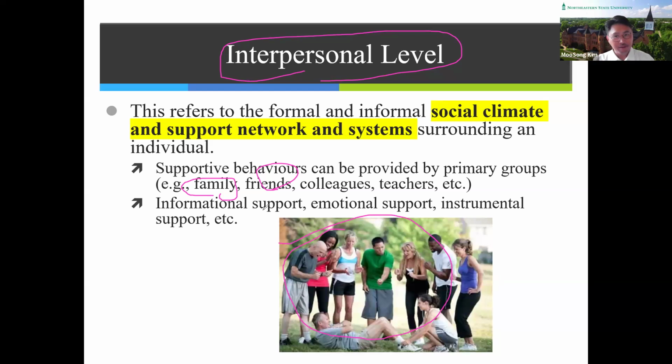Also, if family members work out regularly, they're probably going to support their children or other family members to exercise regularly. So these kinds of support systems also affect our health behavior. Especially in children groups, this interpersonal level is one of the significant factors that affect children's health behavior, right?